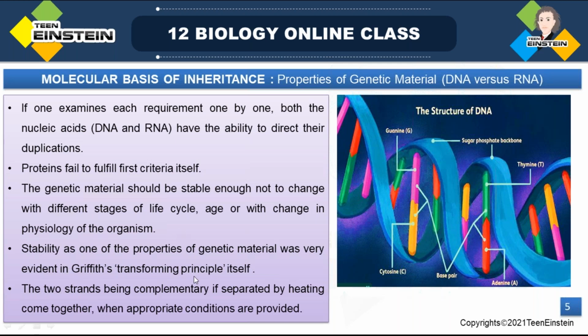And that stability was proven with which experiment? Griffith's transforming principle. In that experiment, they proved the stability of genetic material and that the two complementary strands get separated by heating, and when we provide normal conditions, they come together and get attached again. Okay.